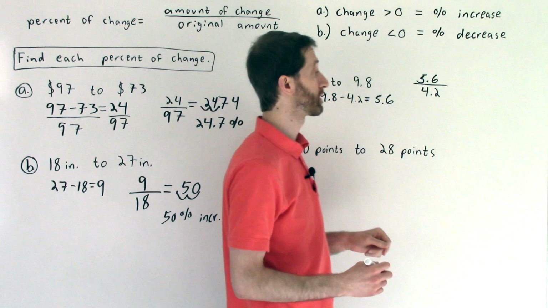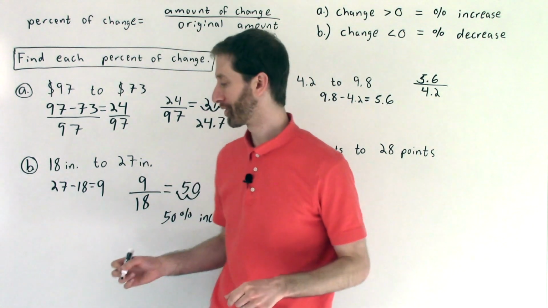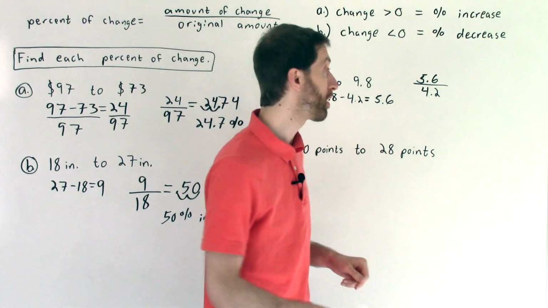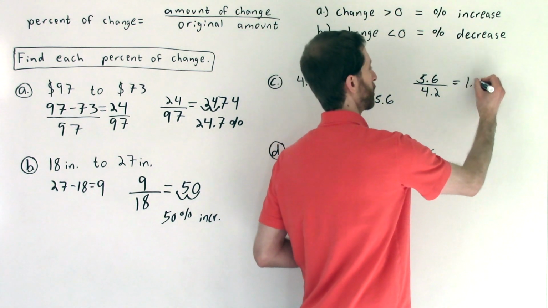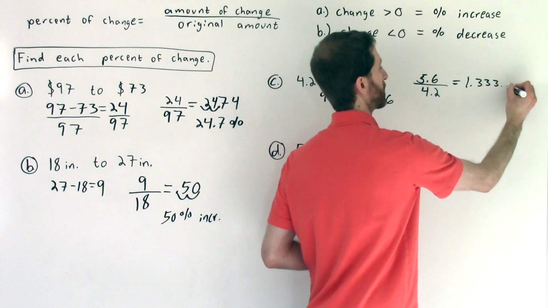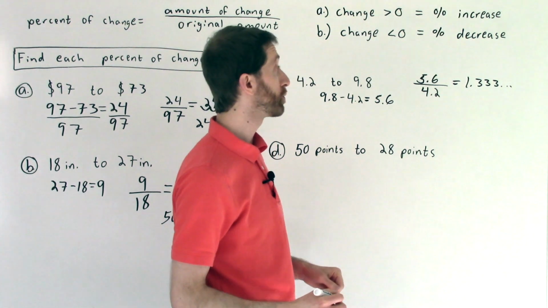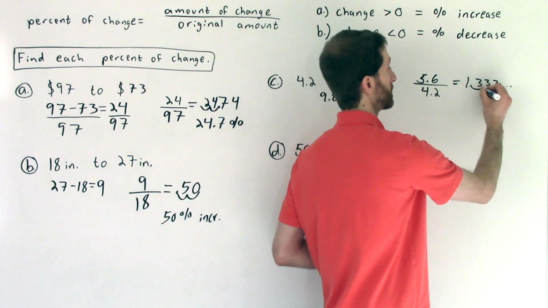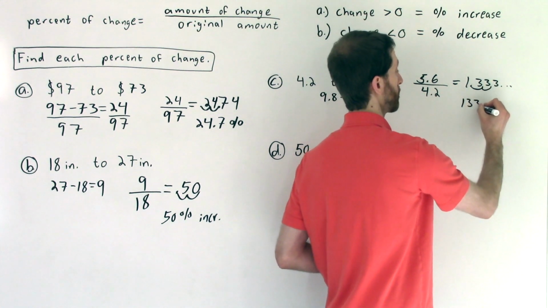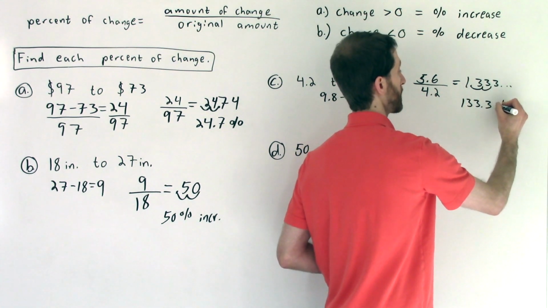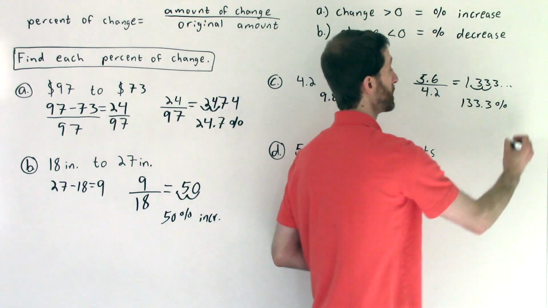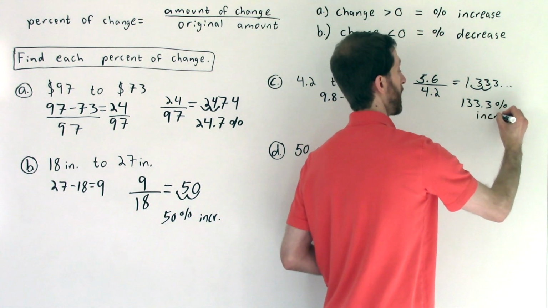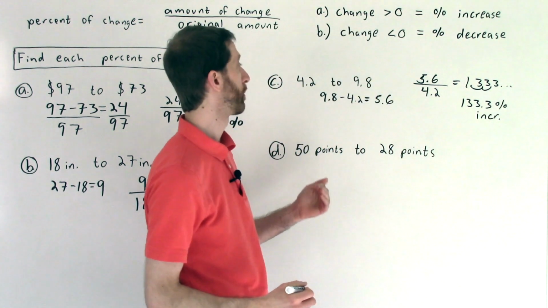So 5.6 divided by 4.2, I've got that one calculated off the screen over here, is 1.333, and it just keeps on going actually. So how do we then figure this out? Well, as a percent, again, move the decimal point 2 places to the right, and you get 133.3% rounded to the nearest tenth. And that would be an increase, again because we went up from 4.2 to 9.8.